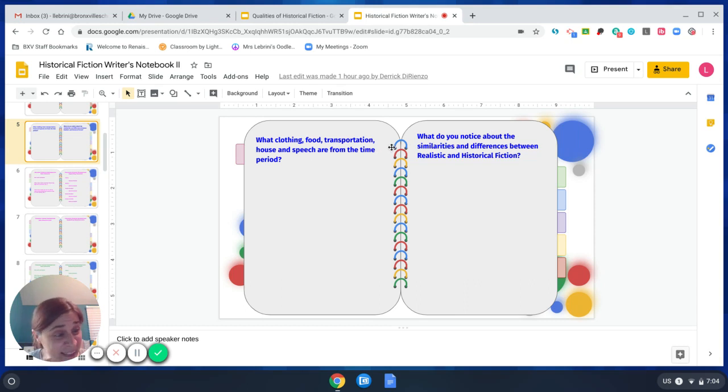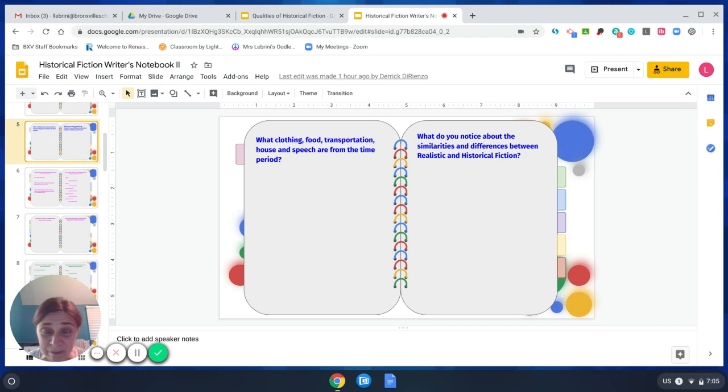And then finally, I want you to do a little jotting here about what do you notice about the similarities and differences between realistic and historical fiction. So what's the same about these two genres so far, and what's different? And just jotting some noticings, okay?